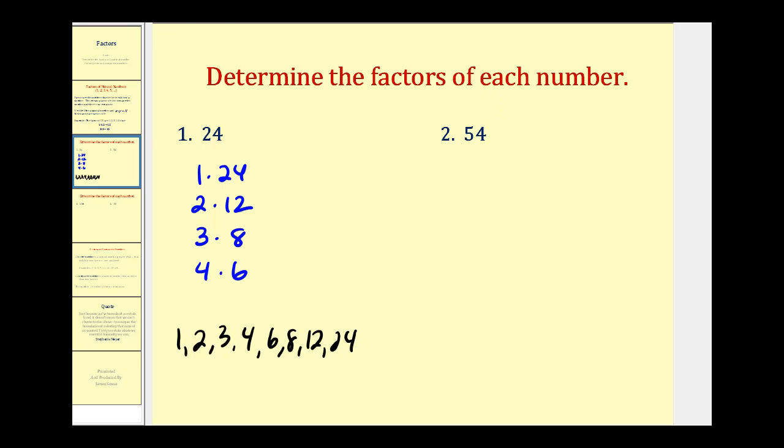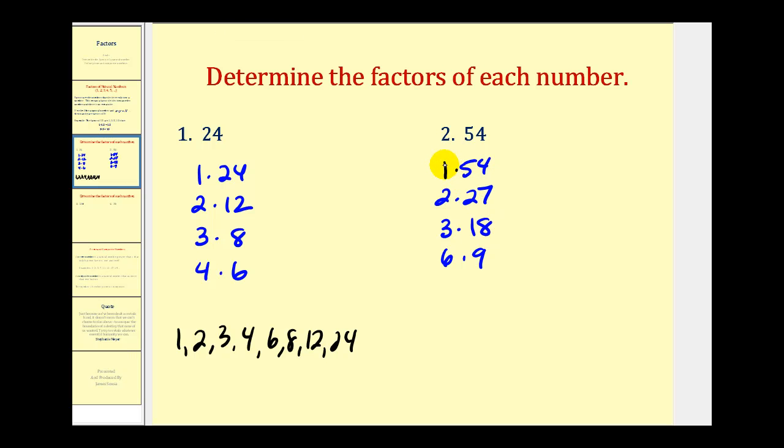Now let's do the same for 54. We want to find two numbers that multiply together to give us 54. And of course the most obvious one would be 1 times 54. It's even, so we could have 2 times what, 27? It's also divisible by 3. We can obtain 54 by multiplying 3 and 18. And then lastly we have 6 times 9. So all of these would be factors of 54.